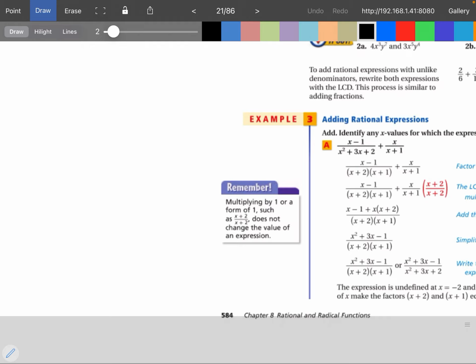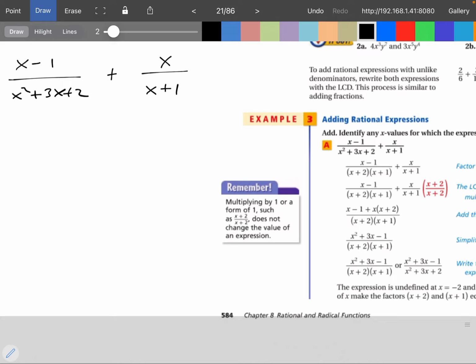So what we've got is x minus 1 over x squared plus 3x plus 2, and then that's plus x over x plus 1. Well, we can only add the fractions if we make the denominators the same. We have to have a common denominator. And we cannot see what that common denominator would be until we factor the denominators. So we have to factor them. Well, the one on the right, we don't have to do anything with that one, but we got to factor this one on the left.